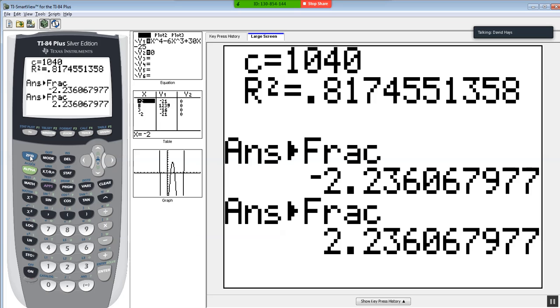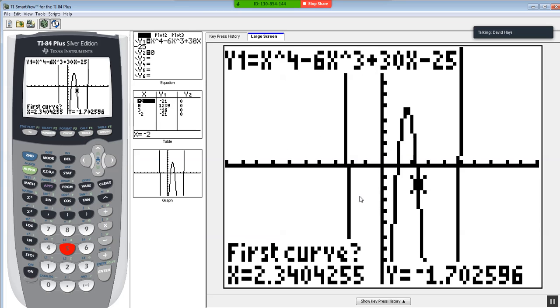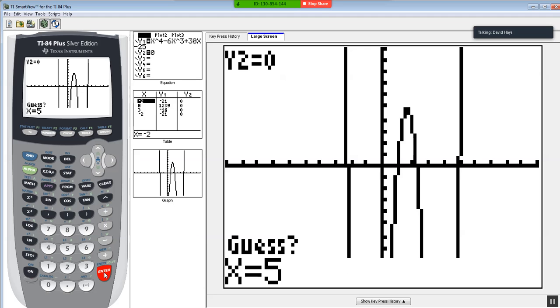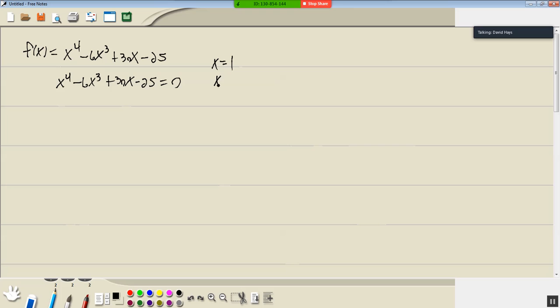Well, let's continue the process. We'll do second trace, choose intersect. Our next one looks like 2, 3, 4, 5. So we'll do enter our first curve, enter our second curve, and for the guess I'll put in 5. You don't have to input the answer to get the answer. That'd be kind of a stupid feature if you did. If you put in 4, you put in 6, it'll find the one closest to your guess. I tend to get in the habit of always inputting what I think the answer is.